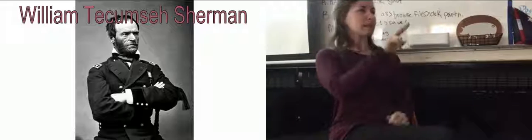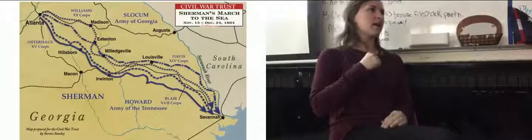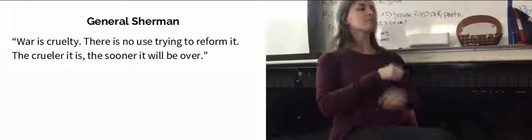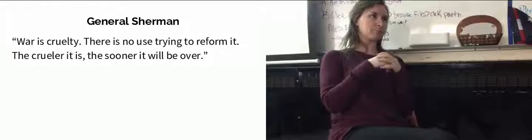Basically, what his goal was, he's going to do this thing called the Battle of Atlanta, Sherman's March to the Sea. He is going to, for 1 month, march his troops from Atlanta, Georgia to Savannah, Georgia, and basically, he burns the entire place down to the ground. This is one statement that he said, war is cruelty, there is no use trying to reform it. The crueler it is, the sooner it will be over. Basically, make it as terrible as it can be so it gets done faster.